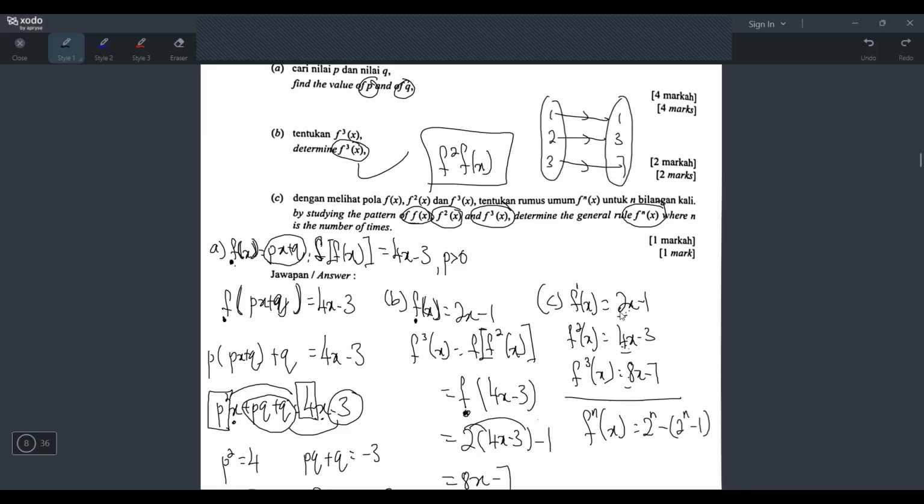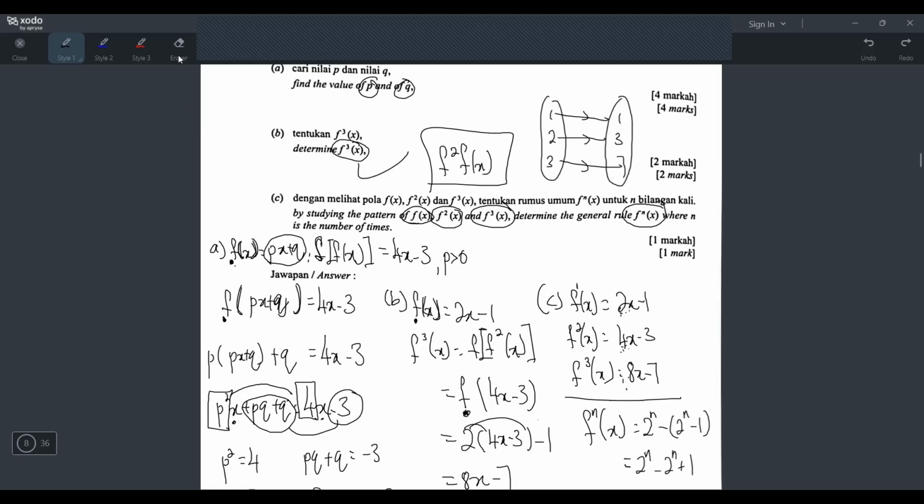Because when you generalize, you already make this 2 power n, right? But the number at the back here depends on the number here. It's always this number minus 1. It means 2 power n minus 1, right? But you have to put a bracket, of course. And when you open the bracket, when you expand, it becomes 2 power n minus 2 power n plus 1. Okay, and this is the answer when you generalize.